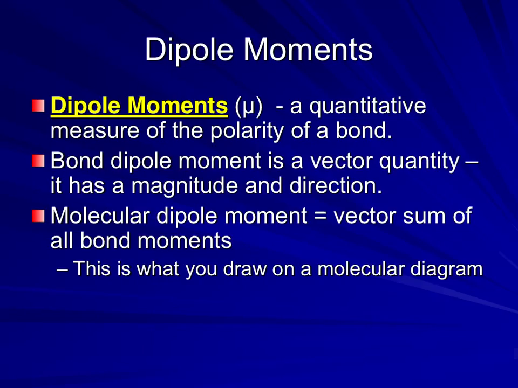So a dipole moment can be a quantitative measurement of the polarity of a bond, but just keep in mind it is a vector quantity, which means that it has a magnitude and a direction. Magnitude means size. The bigger the difference in electronegativity, the bigger the dipole moment, the stronger the polarity. And then the direction is always going to go towards the more electronegative atom.